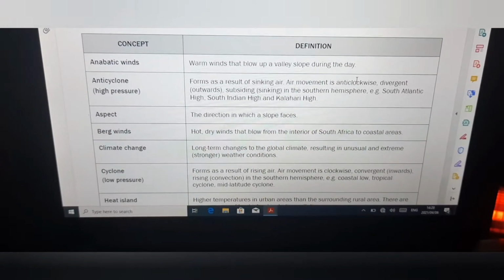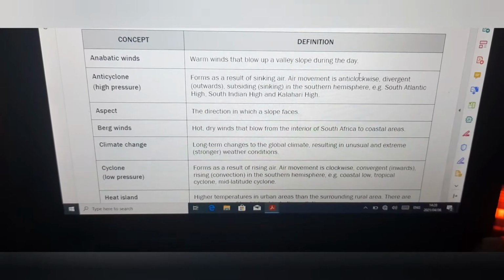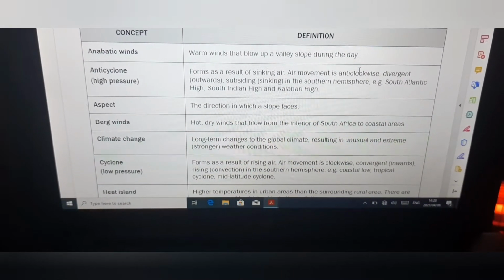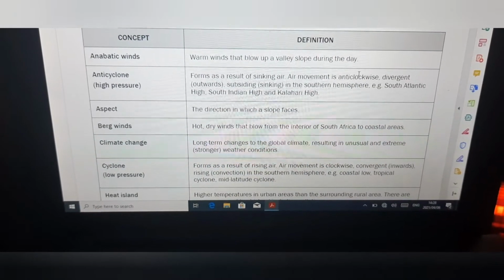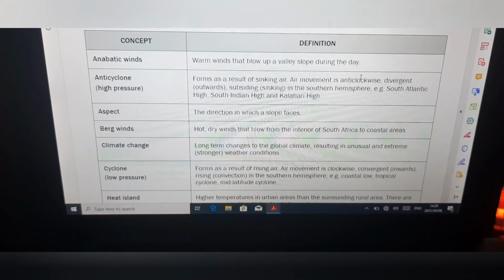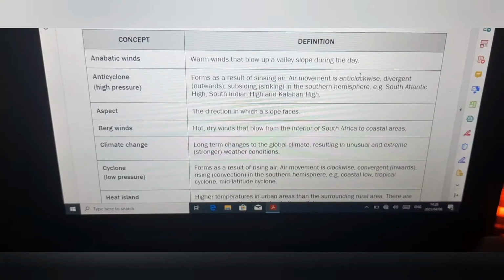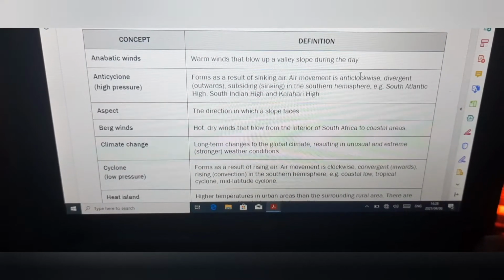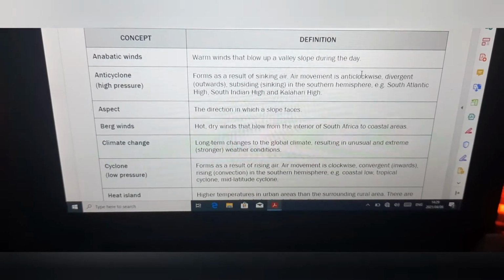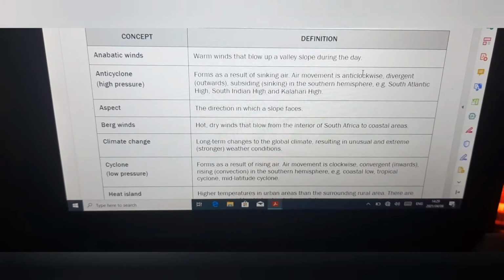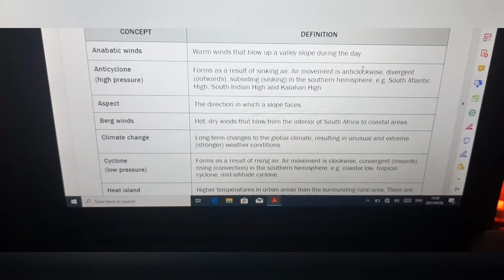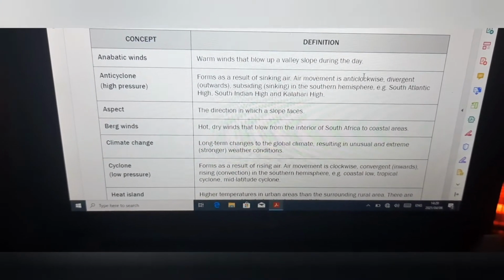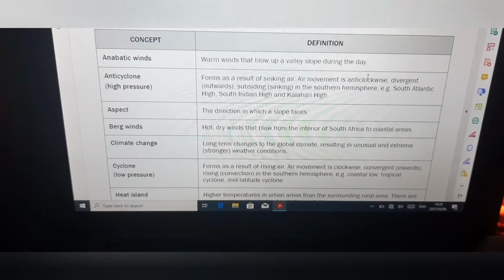Anticyclone, which is high pressure, forms as a result of sinking air. Air movement is anti-clockwise, divergent outwards, subsiding, sinking in the southern hemisphere. South Atlantic high, South Indian high, and Kalahari high. Those are the 3 kinds of high pressures that we have. So you need to know what an anticyclone is, so you'll be able to identify it in a diagram.